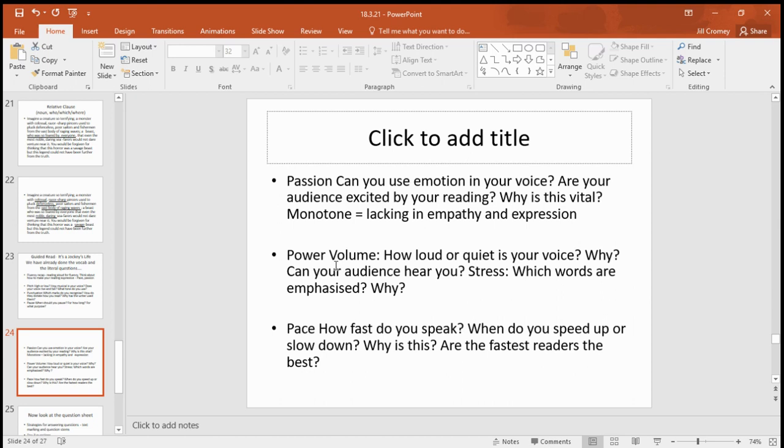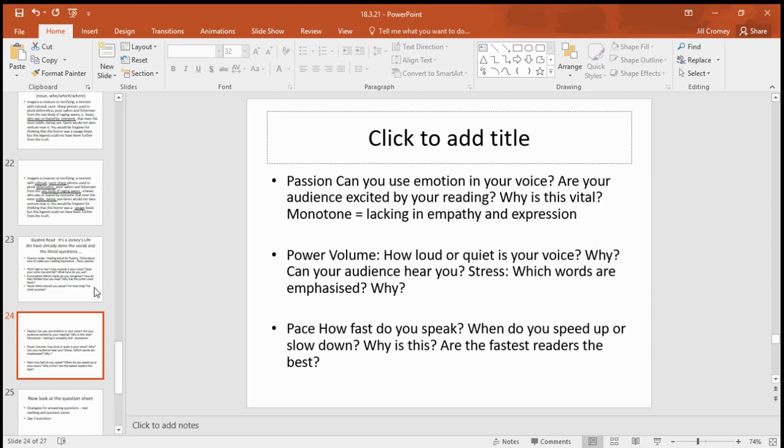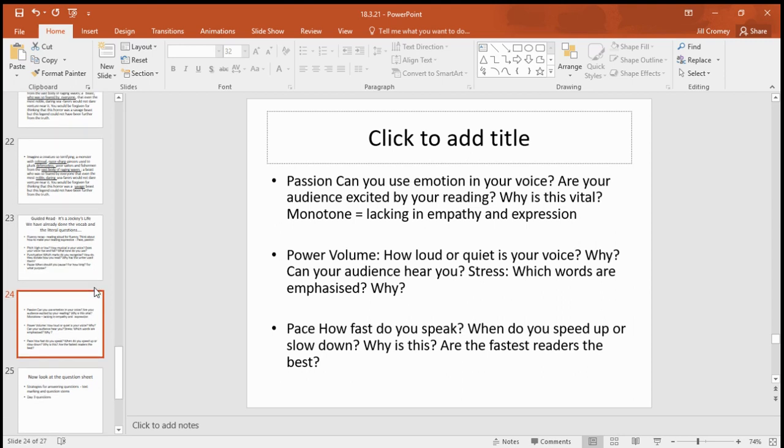So what I'd like you to do is have a go at reading A Jockey's Life again. Have a go at practicing it. And then when you think you're really confident at reading that, use your tablet, record yourself reading, then post it on Seesaw for me to have a look at. And I'll have a look at how well you've done those 6 Ps.